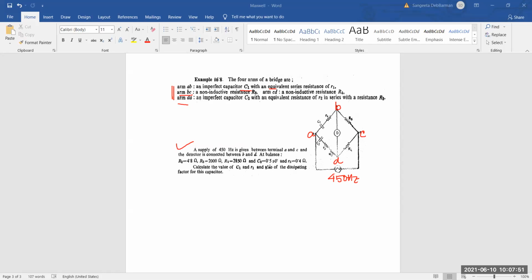Calculate the C1 and R1 and also the dissipation factor for this capacitor. So see where the values you need to find out are situated, and where the given values are situated. So this is C1, R1, this is R3, this is R4. This is C2, this is R2, and this is capital R2. So this is clear. Now the bridge which is shown here in this figure, first of all your work will be to find out the balance equation, right? So I'm writing here.